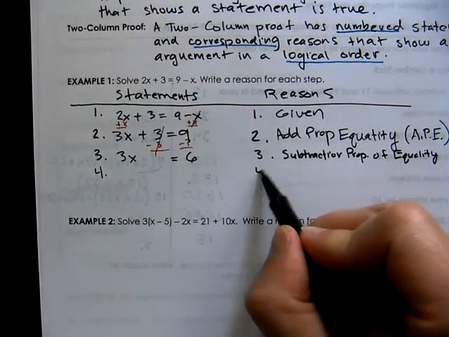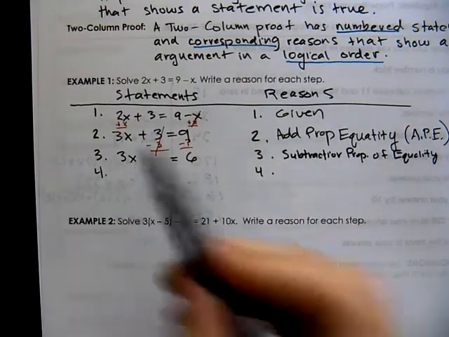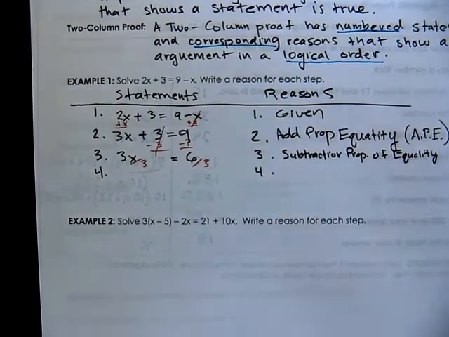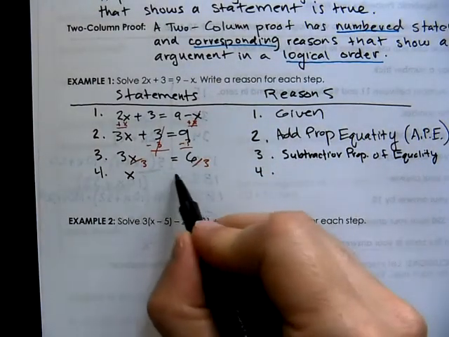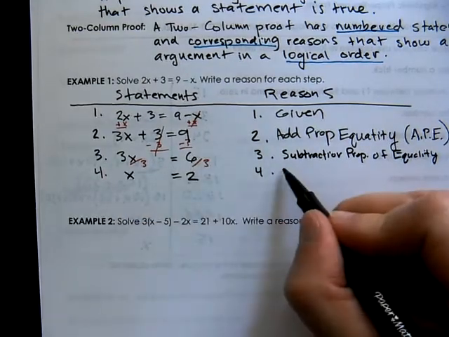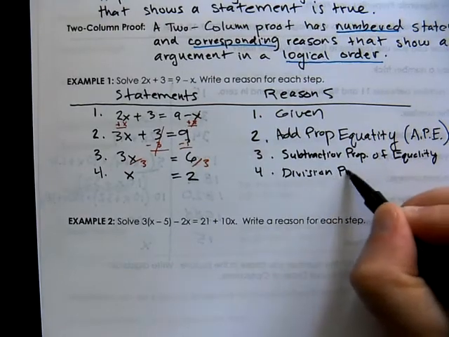Alright, well, x is not by itself yet, so we need more steps. So x currently is being multiplied by 3, so to undo that, we're going to divide both sides by 3. And so now x is by itself. The answer is 2. And the operation we did was division, so this is my division property of equality.